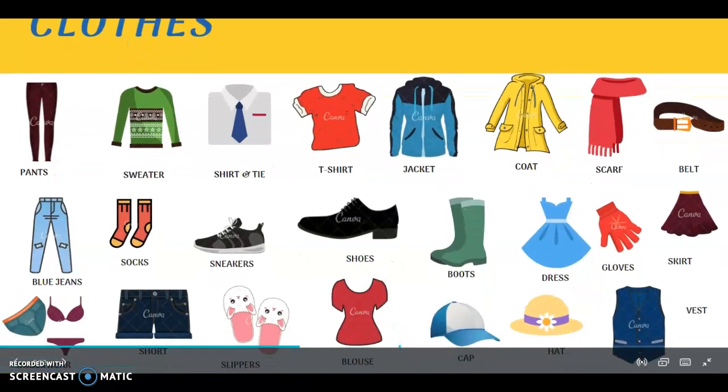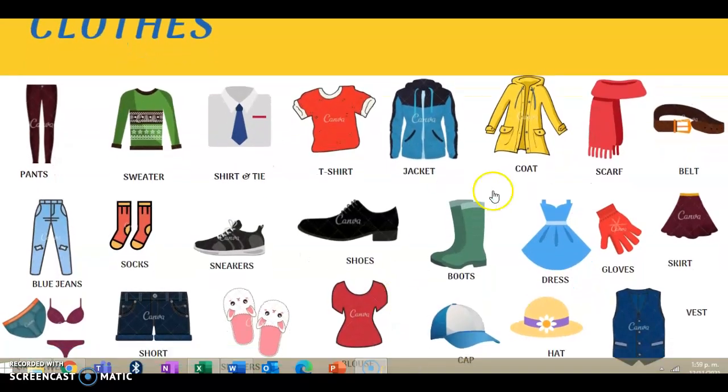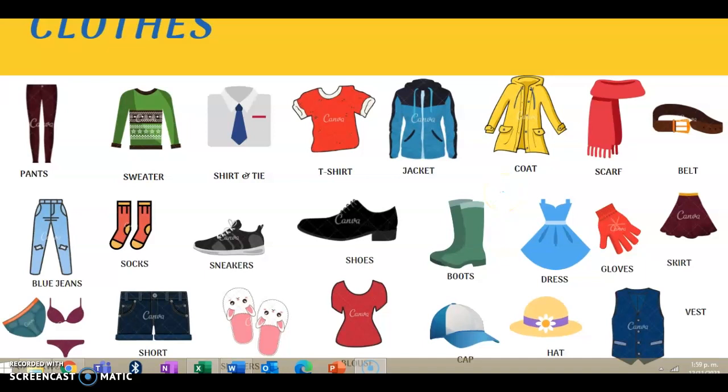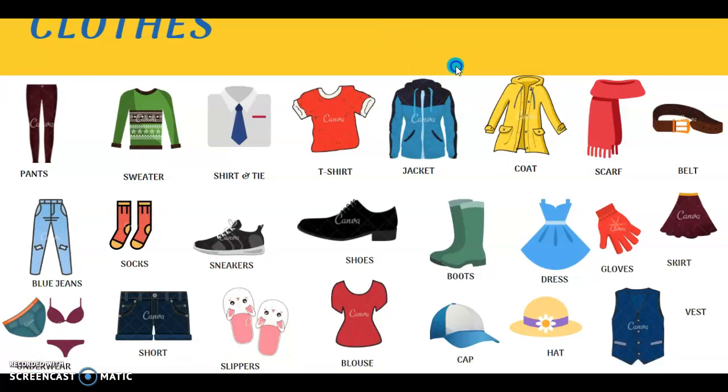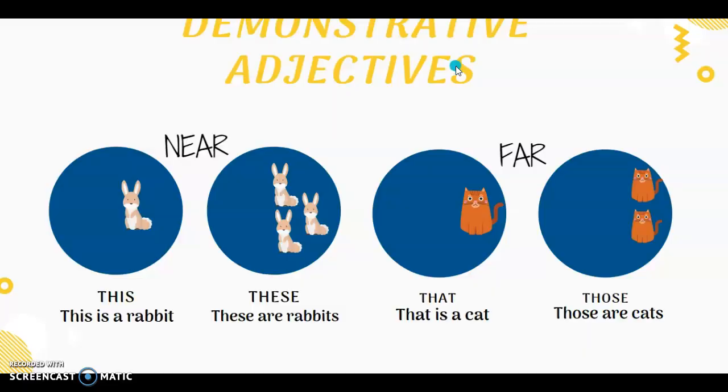The idea is that you're going to use this vocabulary to answer these 2 questions. The first question is about you, and the second one is about them, the people who are in the picture. Okay?